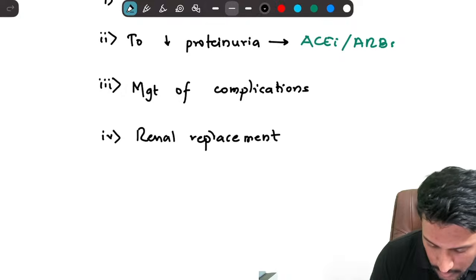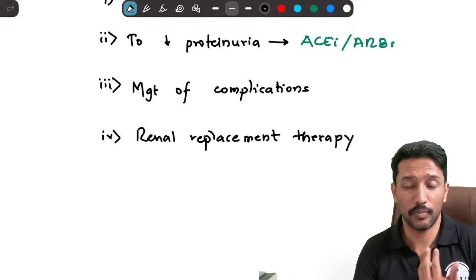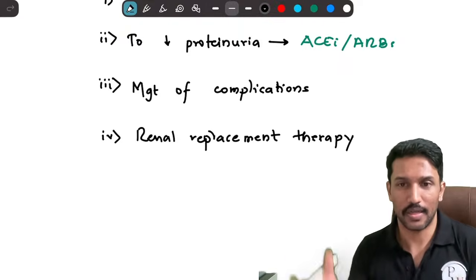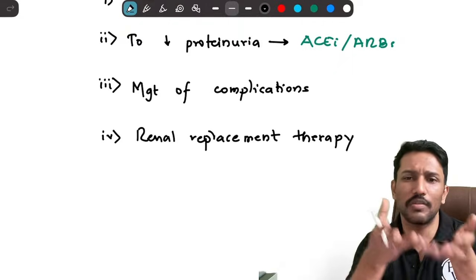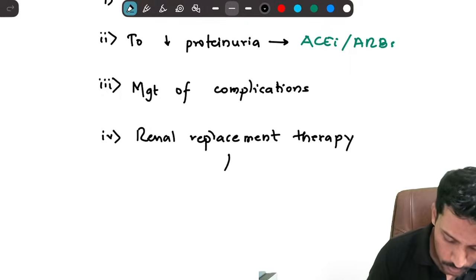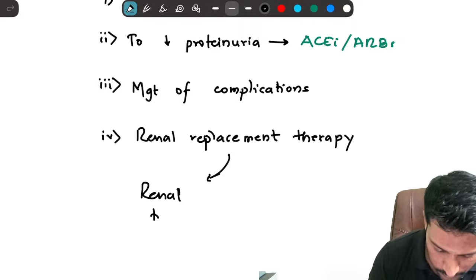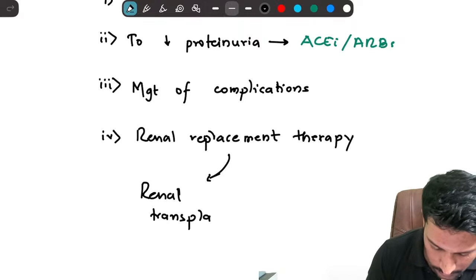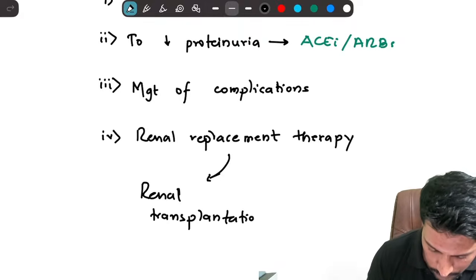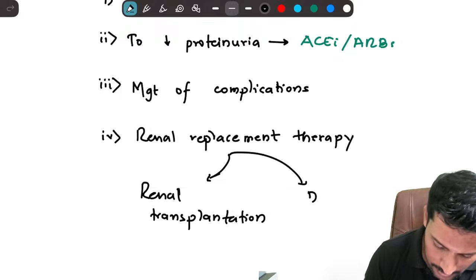Renal replacement therapy means kidneys are dysfunctional, replace them. How do I replace? Either through the process of dialysis, where a machine is doing the job of the kidney, or give the patient a fresh kidney. So it could be either through renal transplantation or dialysis.